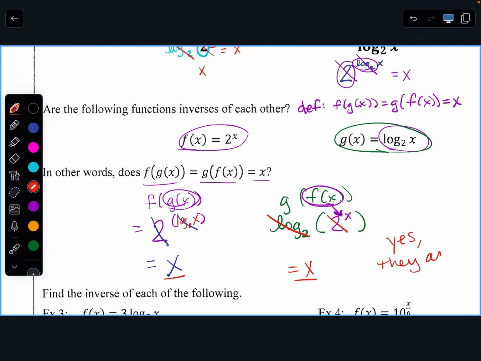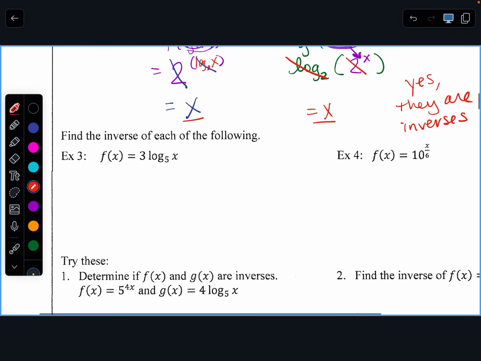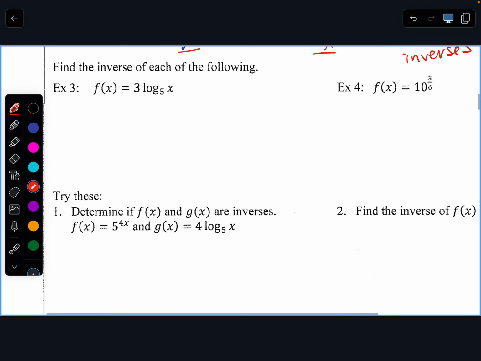Okay, so let's look at example number 3. It says find the inverse of each of the following. So just like we've been finding the inverse, remember the first step to the inverse is always number 1, to rewrite it so that y equals whatever f of x was. So I can see that f of x is right here. So we say y equals 3 log base 5 of x.